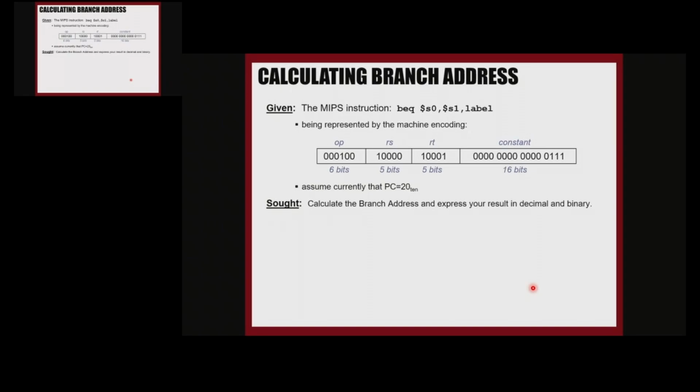All right, so we have a MIPS instruction. It's BEQ S0 S1 label. We already provided the machine code to you, and we assume that the PC right now is 20. Can you tell me what the branch address is based on what we just discussed? Think about it and give me the answer.